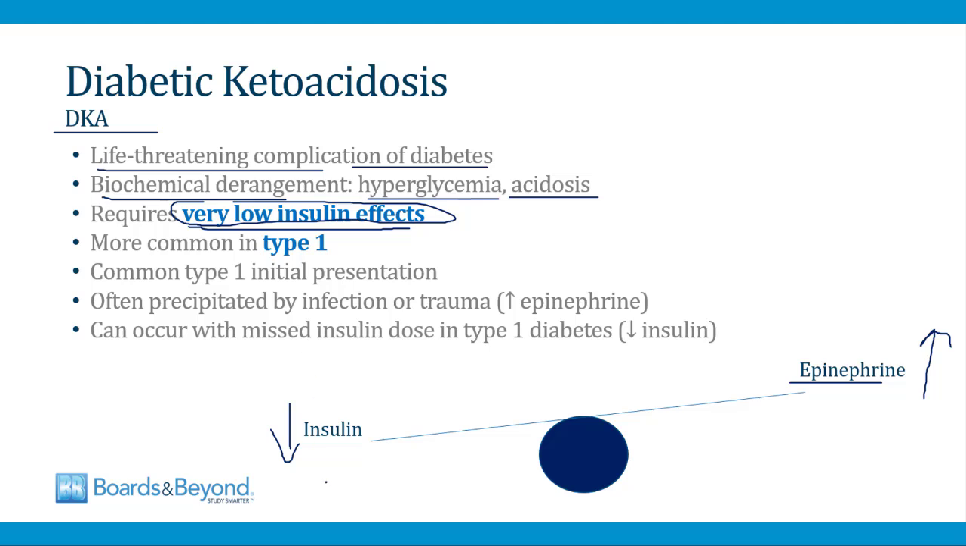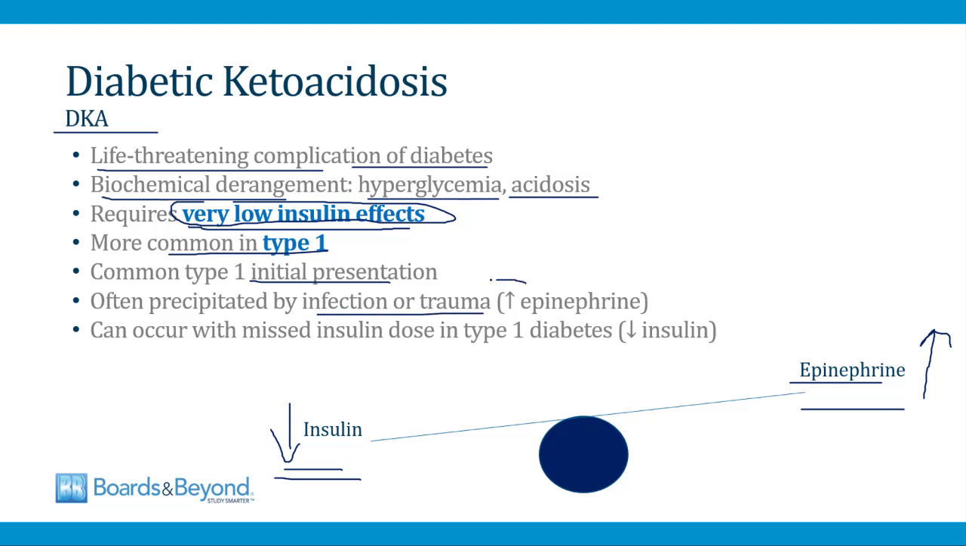That can happen either because the amount of insulin in the body is very low or because the epinephrine levels are very high, because epinephrine opposes insulin. And so if you understand this, it's easy to understand that diabetic ketoacidosis is more common in type 1 diabetes because those patients are unable to produce insulin. And in fact, DKA is a common initial presentation in a patient who presents for the first time with new onset type 1 diabetes. You should also know that diabetic ketoacidosis is often precipitated by infection or trauma.